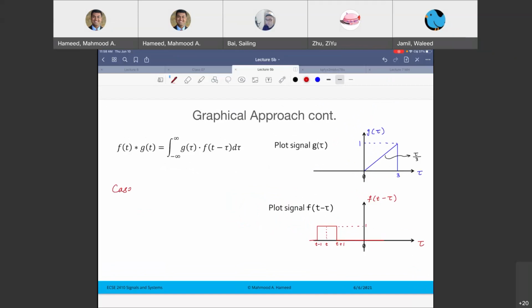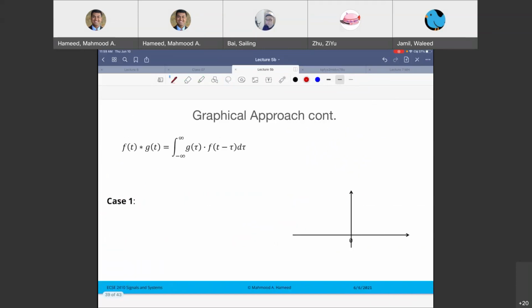Case 1. y of t equals question mark for t plus 1 less than 0. Think about this. t plus 1 less than 0. What am I comparing with what? When t plus 1 is less than 0, what is the output? Why? 0. No overlap. You guys see that? So far, so good?